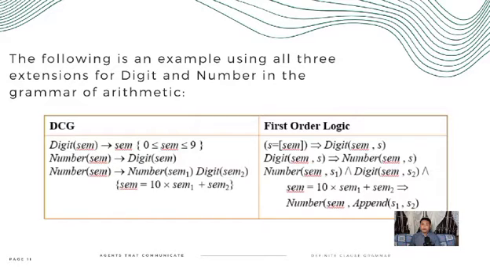The third can be read as saying a number with a semantic value sem can be formed from a number with a semantic value sem1, followed by a digit with a semantic value sem2, where sem is equal to 10 multiplied by the first sem plus the second sem.